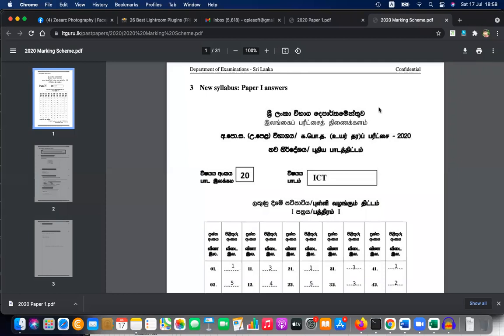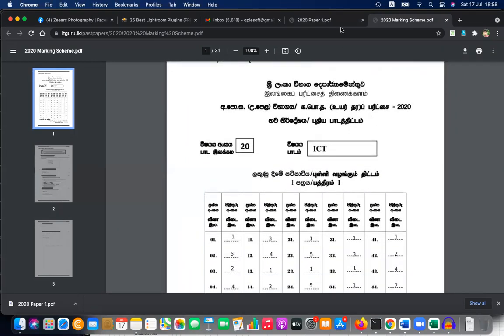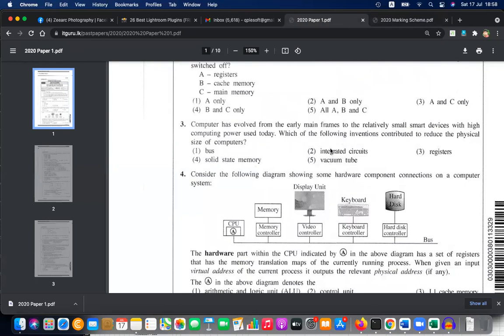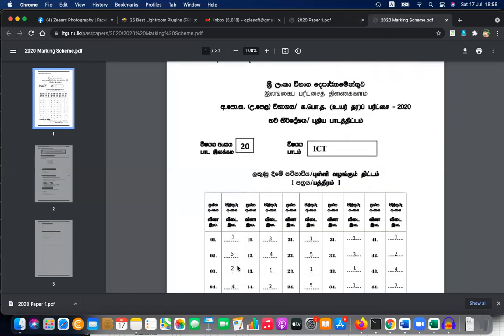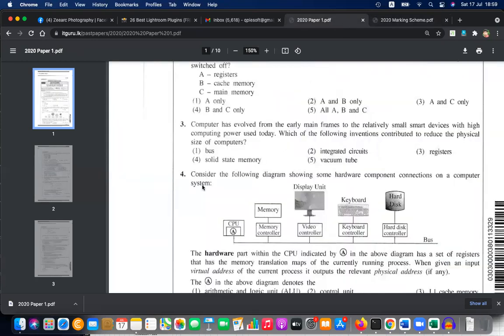Okay, let's see what is given as the answer. Answer for question number 3 is 2, ICs. So that was my first answer. Yes, that is correct. But you have a valid point where SSDs, solid state memories, contributed to reducing the size of the device when it comes to smart devices. So there will be some arguments. You can clearly select integrated circuits because it helped throughout the journey. At the last stage, SSDs helped.